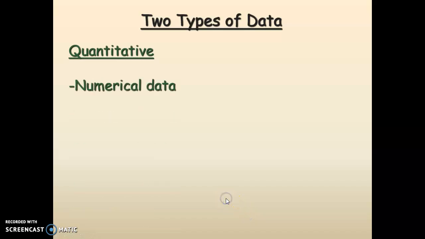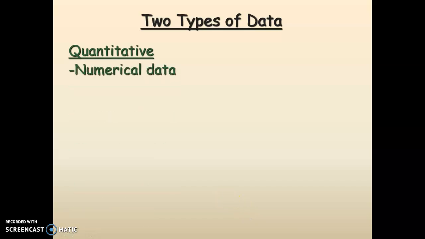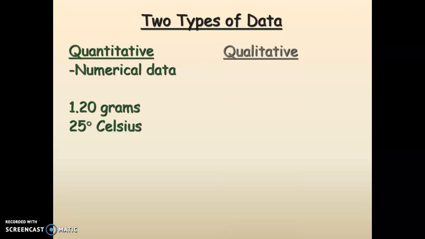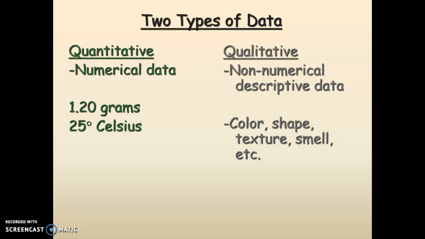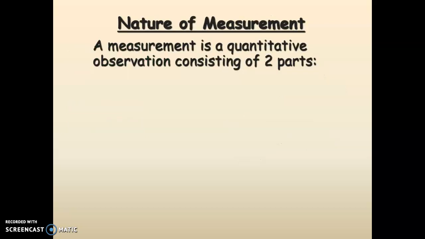Alright, so let's just talk about the difference between quantitative and qualitative really quickly. So quantitative data is going to be numerical in nature, while qualitative data is descriptive data. So things that you can't put, or at least when you report it, you don't put a number to it. So color, shape, texture, smell, descriptive. Think about adjectives there, and I guess some nouns might fall in there too, but descriptive terms.